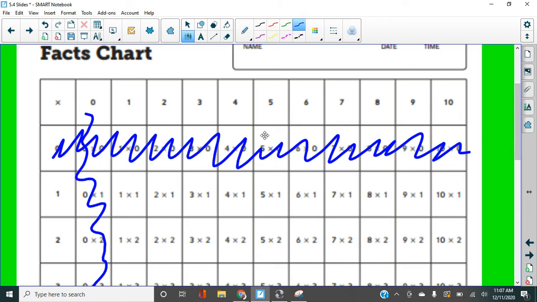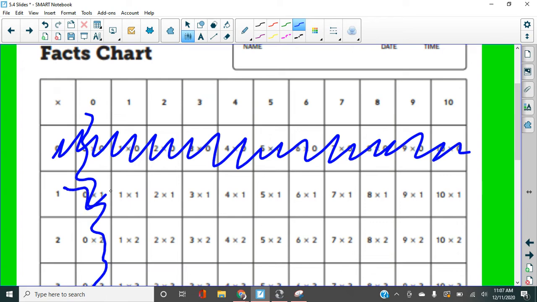All right, so now the ones line. Well, anything times 1 stays the same, right? 1 times 1 is 1. 2 times 1 is 2. 3 times 1 is 3. So if you can count, 1, 2, 3, 4, 5, 6, 7, 8, 9, 10.